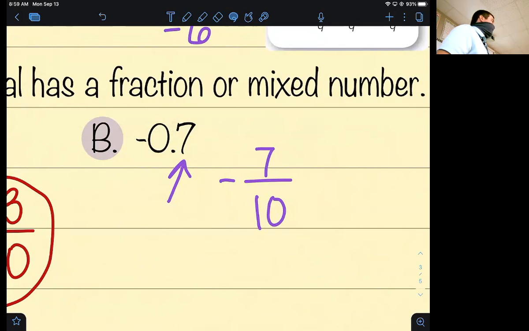Does 7/10 reduce? And if so, what number goes into both of them? No? Okay, so we're done. Sometimes they don't reduce. In fact, that's awesome when they don't reduce.